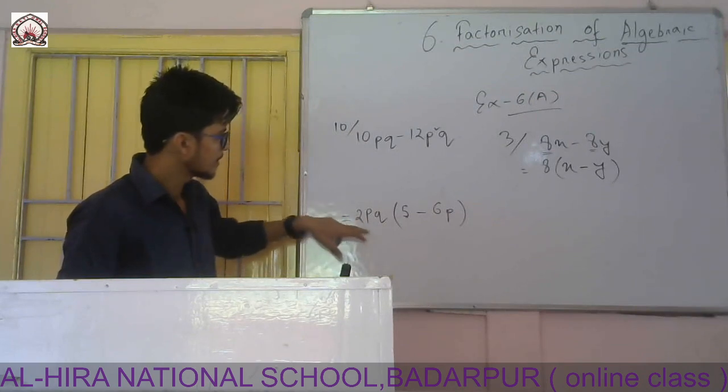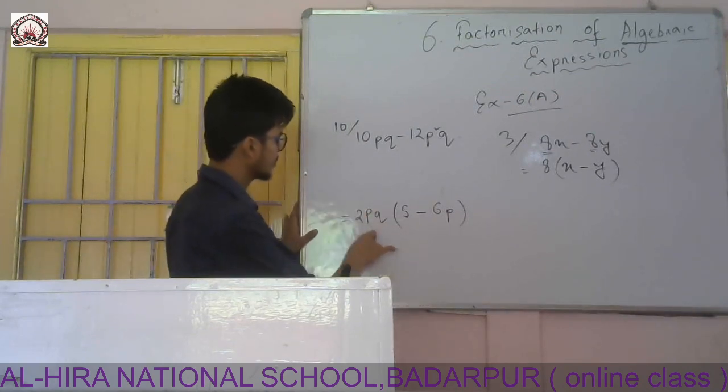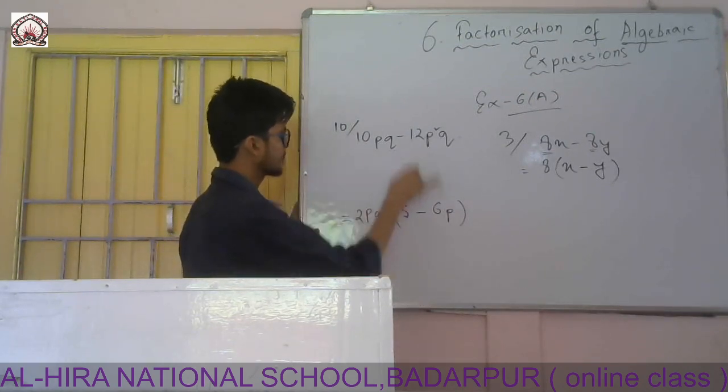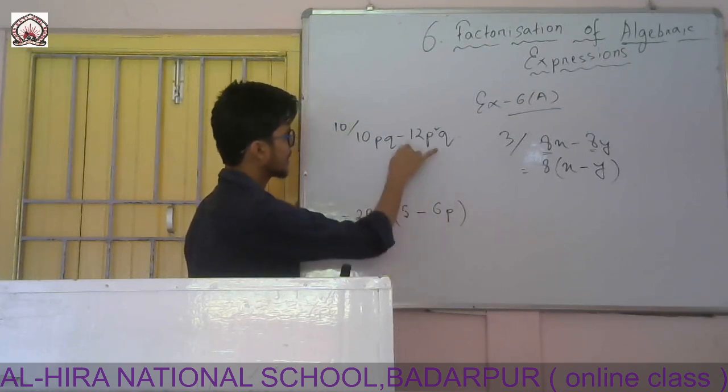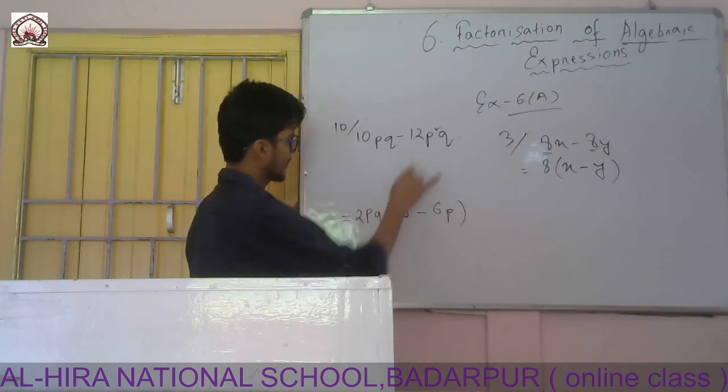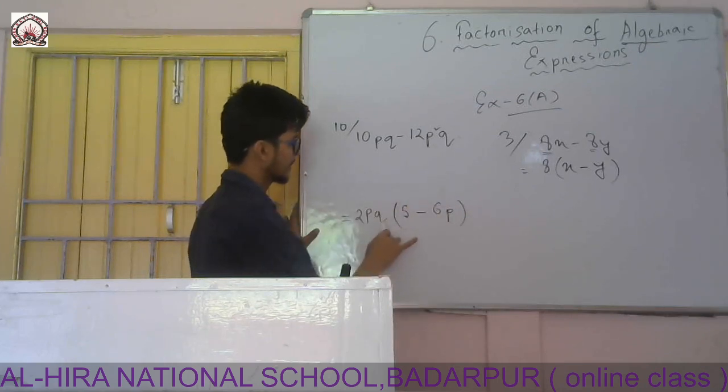If I again break these factors, it will be 5 2s are 10, PQ, it is matching, minus plus minus, it is minus, 2 6s are 12, and P into P is P square, and Q is there, so Q.